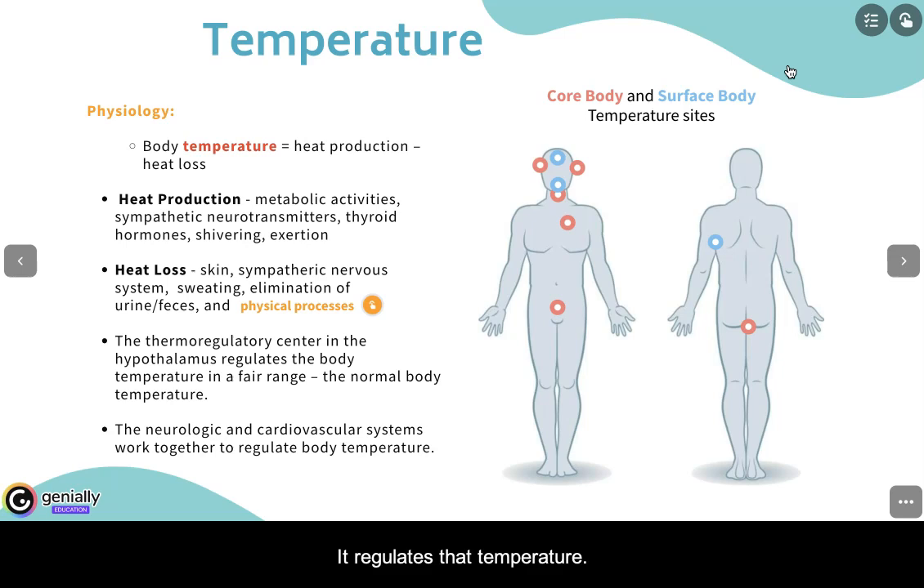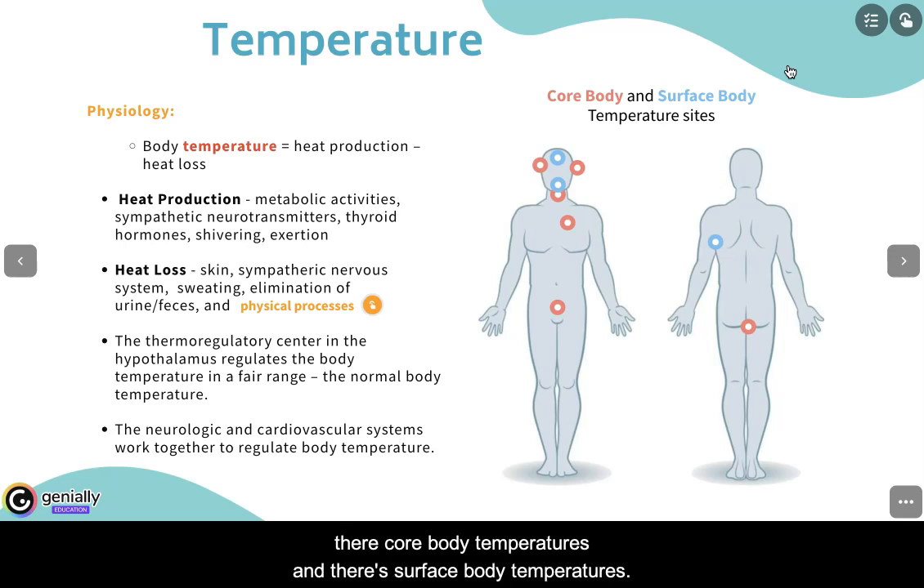It regulates that temperature. If it gets too low, it tries to heat up the body. If the temperature gets too high, it tries to cool down the body, right? And so the heat production and heat loss need to be balanced. So the neurologic and cardiovascular systems also work together to regulate the body temperature. So now when you're checking temperature on a patient, there are core body temperatures and there's surface body temperatures.